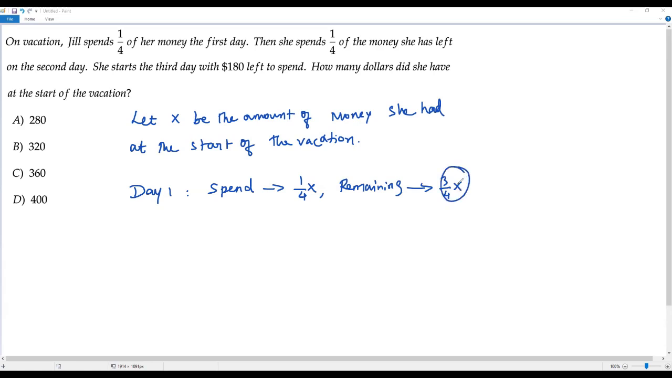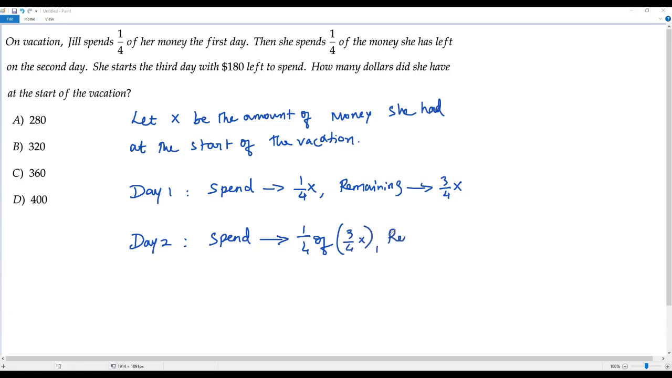So this is the money she has left on the second day. Okay, now let me write day two. On day two, she spends 1/4 of the money she has left. So in this 3/4 of x, she spends 1/4 on day two. Let me write it over here: spend 1/4 of this money she has left for day two, that is 3/4 of x.